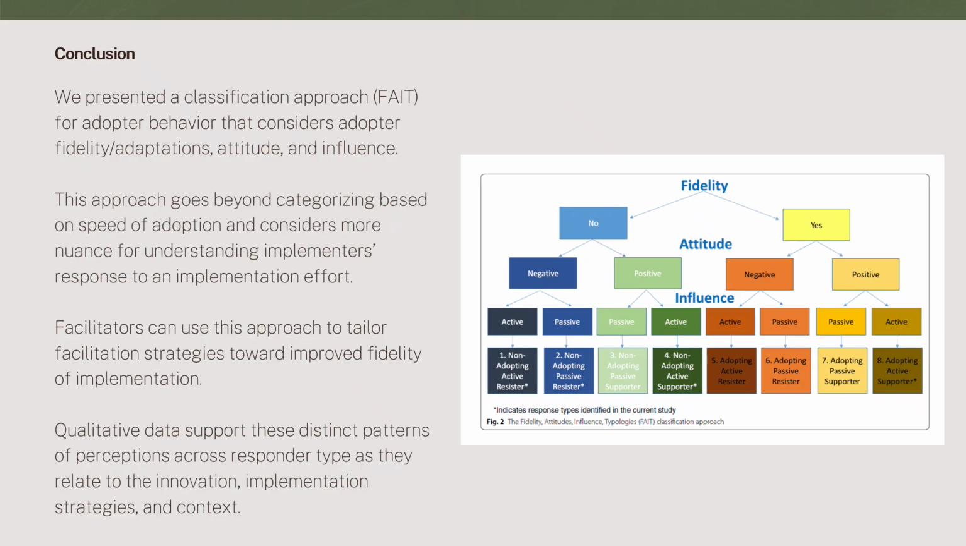This video has summarized a paper on a classification approach, FAIT, for adopter behaviors that considers adopter fidelity and adaptations, attitude, and influence. FAIT goes beyond categorizing based on speed of adoption and considers more nuance for understanding implementers' response to an implementation effort. Facilitators can use this approach to tailor facilitation strategies toward improved fidelity of implementation.